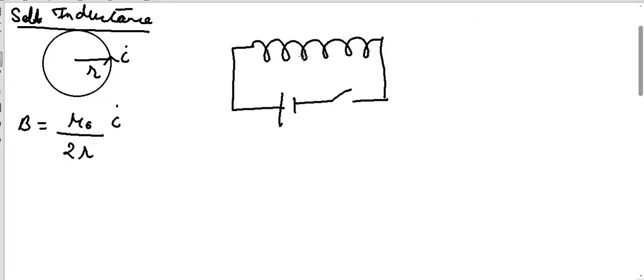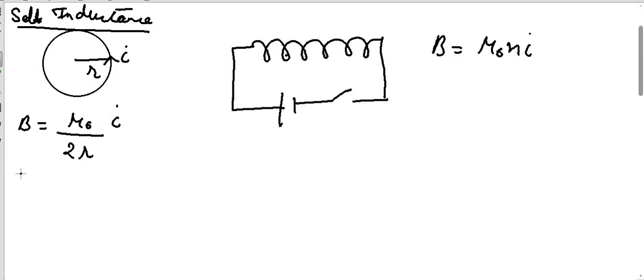If I have a solenoid, then the magnetic field at any point inside, say this point here, is mu naught n I, where n is the number of loops per unit length. If you go back to some of the previous videos, you will get a derivation of this. So B is the magnetic field inside a solenoid. A solenoid is nothing but a lot of turns wound together. So B is mu naught into number of turns per unit length into I.